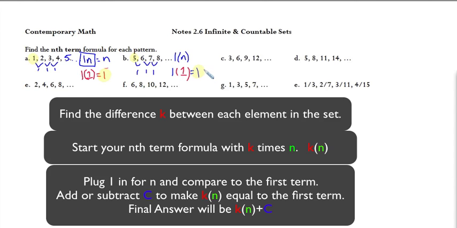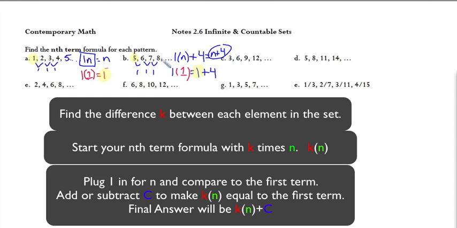Well, you would have to add 4, right? Because 1 plus 4 is 5. So what we're going to do here is add 4 to our nth term formula. So now we have n plus 4 is our final answer.